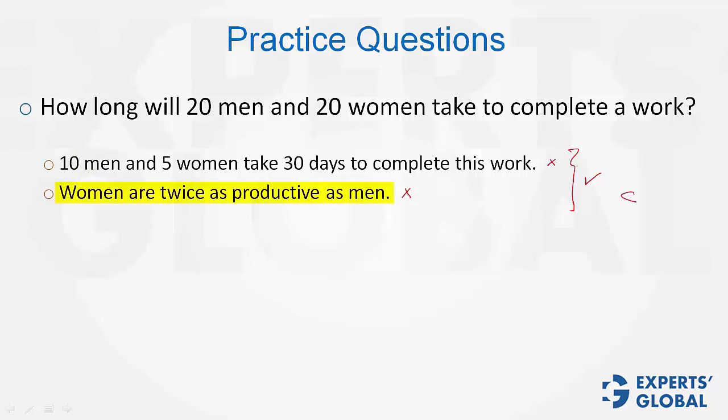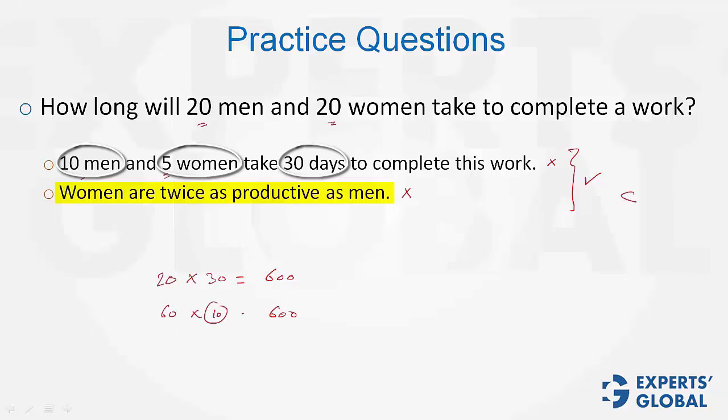Women are twice as productive. So 5 women practically become equivalent to 10 men. So total 20 men is the team here. And it is taking 30 days. So the total work is 600 man-days. Now 20 men and 20 women will practically become 20 plus 40 equals 60 men. The work is 600. Therefore, they would need 600 divided by 60 equals 10 days.